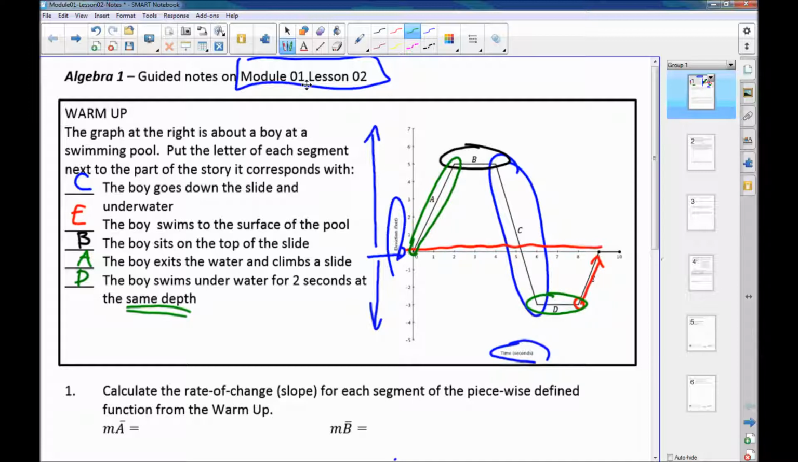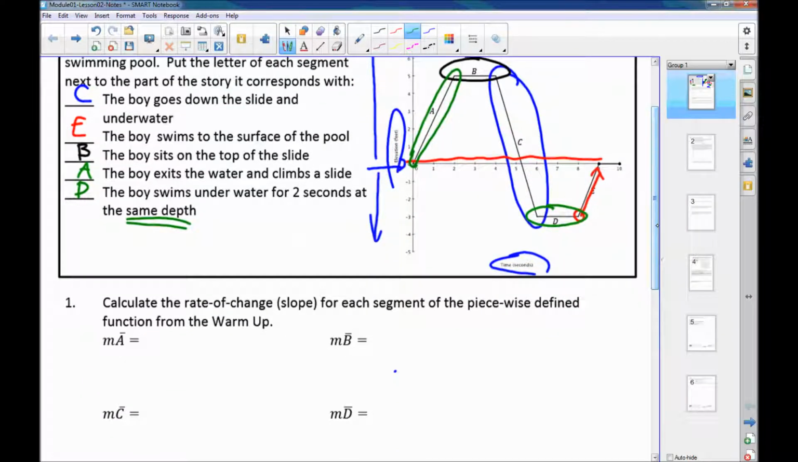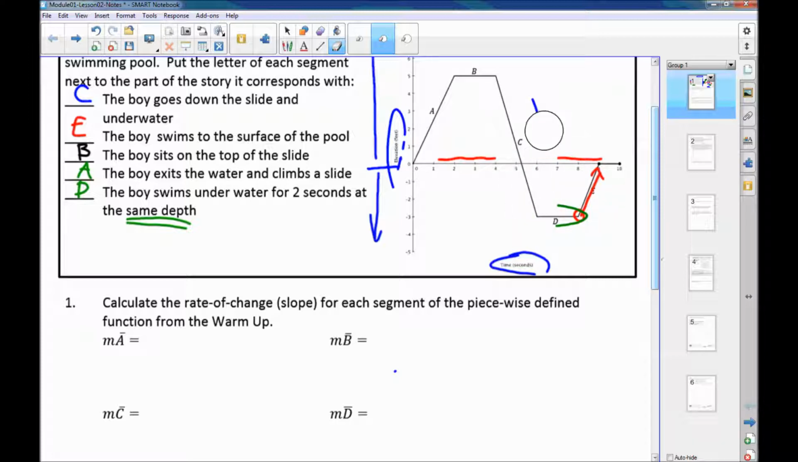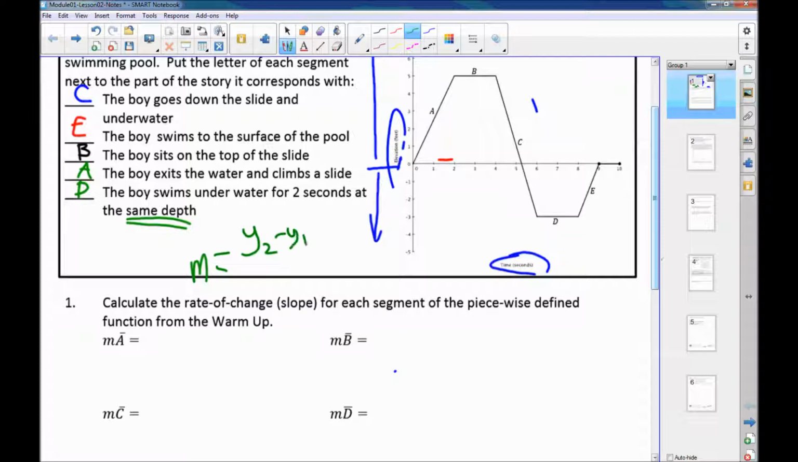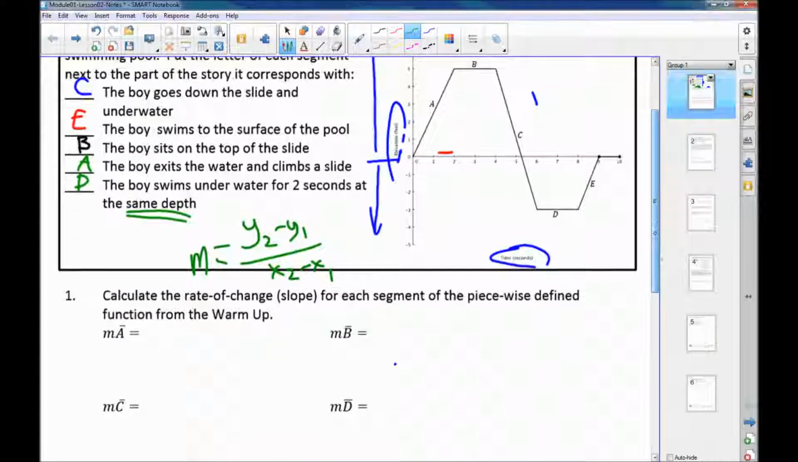All right. Now, down below, we're asked to calculate the slope of each one of these pieces of our piecewise function. So I'm going to erase all this stuff off again. Now, when we were in class last time, we calculated slope by just drawing in the triangle, but this time we're going to use our formula that we learned in Math 8. So our slope formula, or rate of change formula, is m equals, remember, y2 minus y1 over x2 minus x1, or the change in the y's over the change in the x's. So the change in the up and down divided by the change in the left and right.